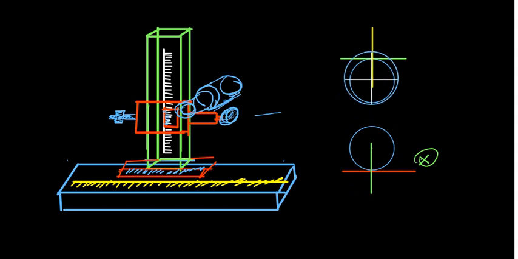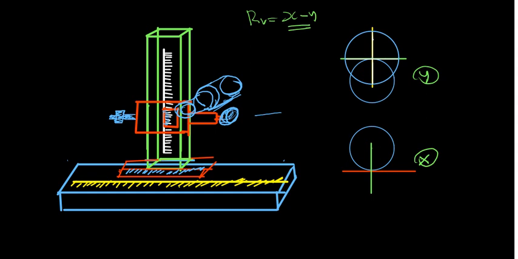So now you may see this one. Have a good look. Now it's moved up. You take the reading as Y. So the difference, the vertical reading, is what? X minus Y. This is how you take the reading.